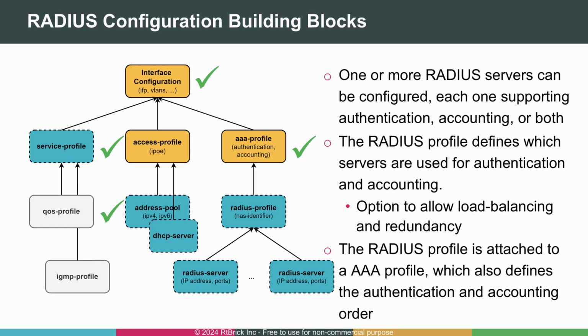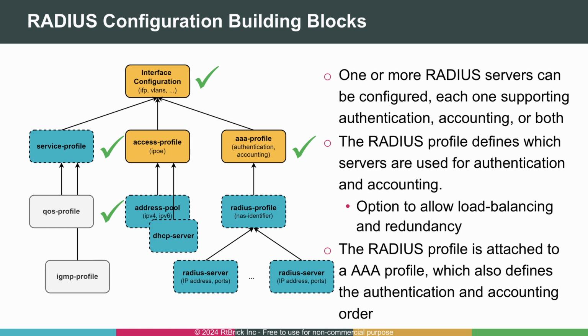The first one is the Radius server definition. You can configure multiple Radius servers. The Radius server configuration includes the IP address of the server, the credentials for communication, and whether this server can be used for authentication, accounting, or both. Optionally, you can define the UDP port for authentication and accounting communication. The Radius profile defines which of the previously defined servers should be used for authentication and accounting.